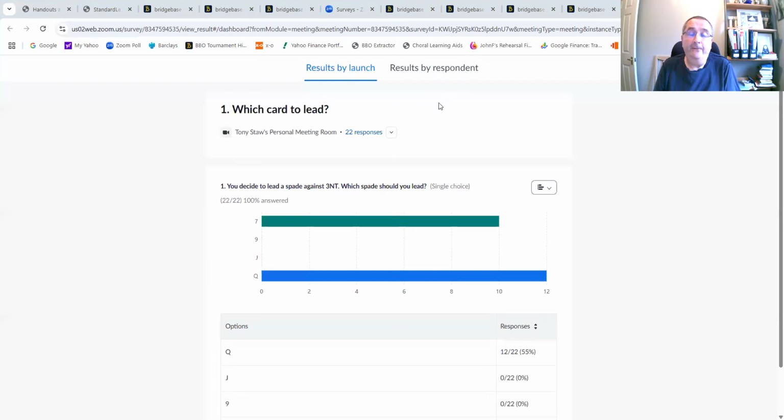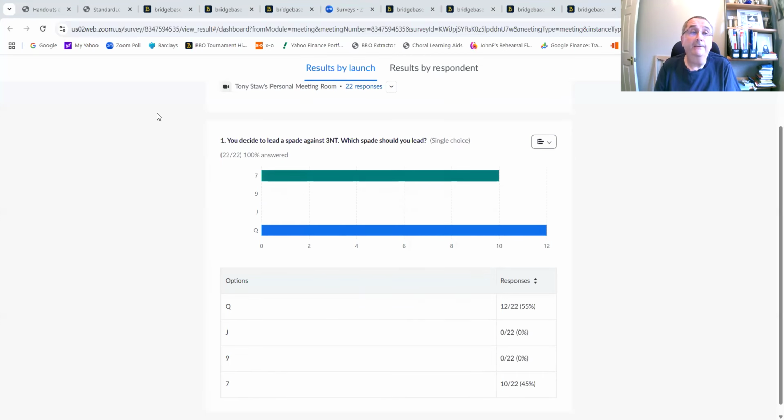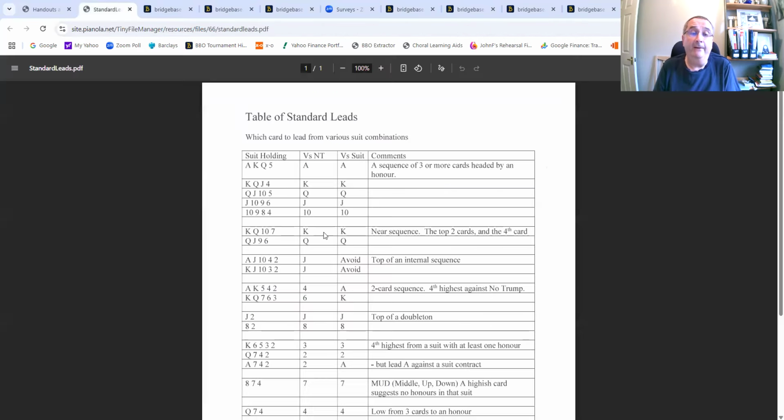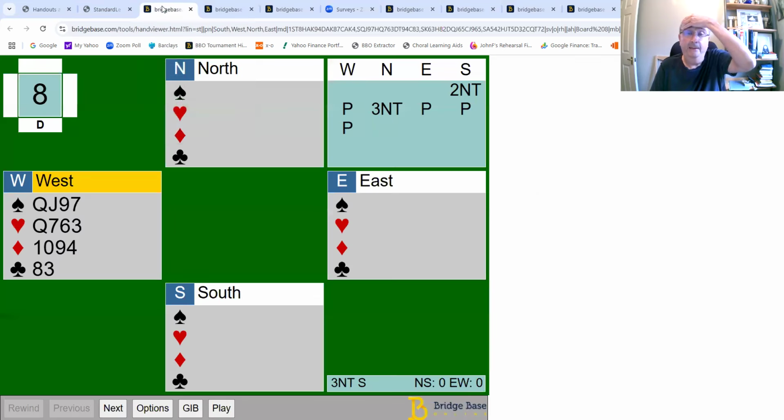And it's 55-45 between the queen and the 7. However, if you look at this table of standard leads here, you will see that the queen is considered the normal lead if you have queen jack 9 or if you have queen jack 10. And although it's not always guaranteed to be the best lead, it's considered the normal lead, and you should have led the queen here rather than the 7.